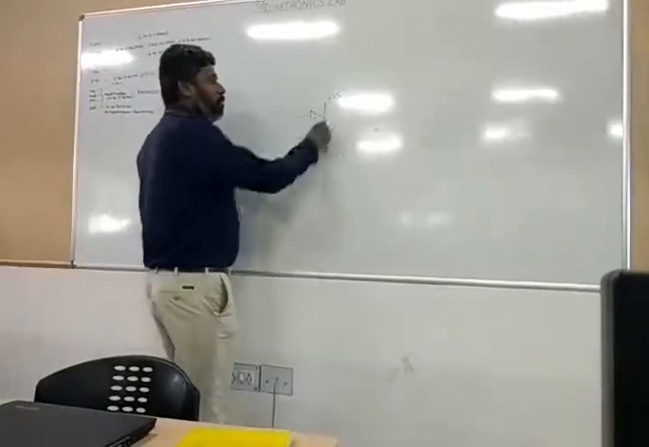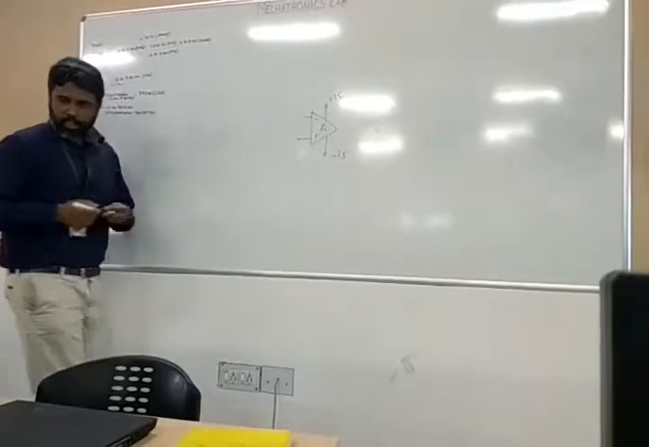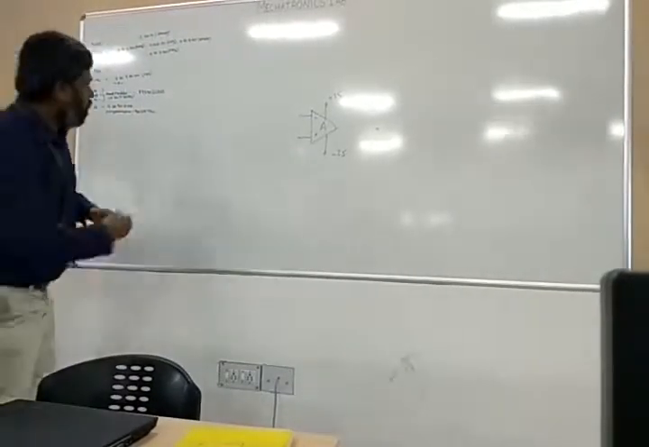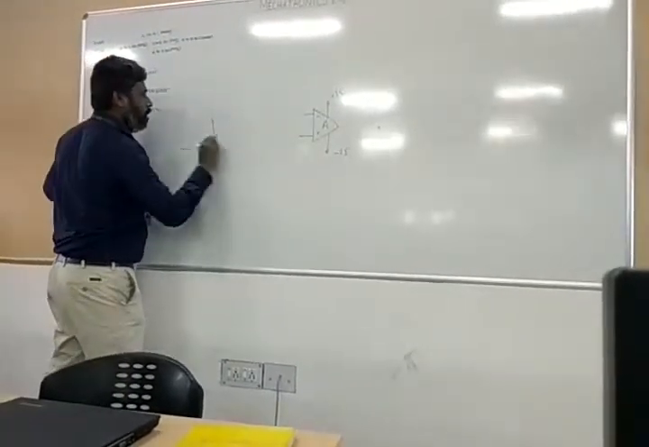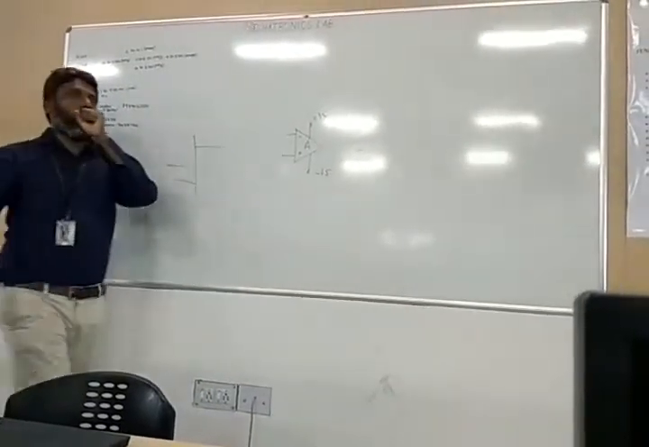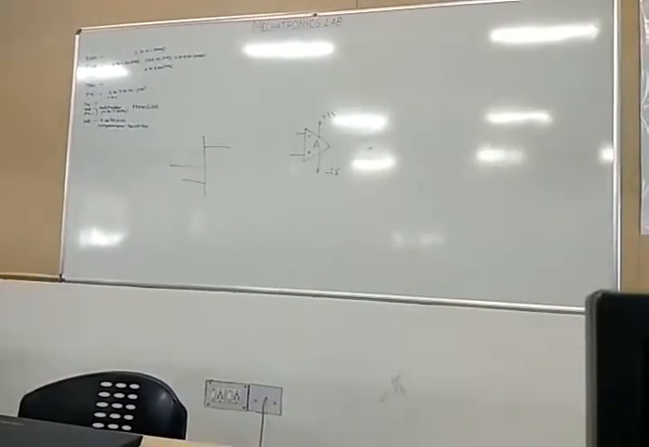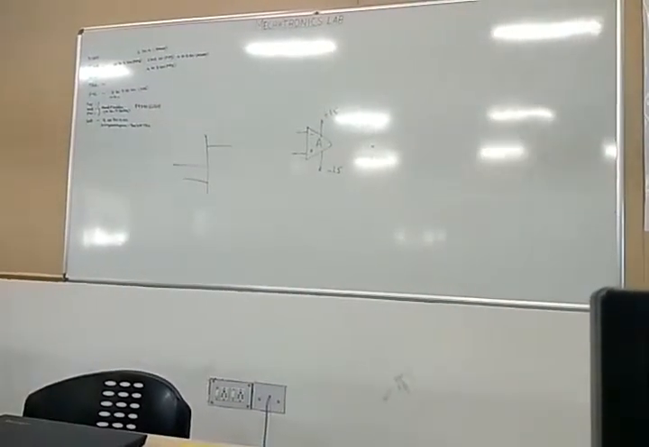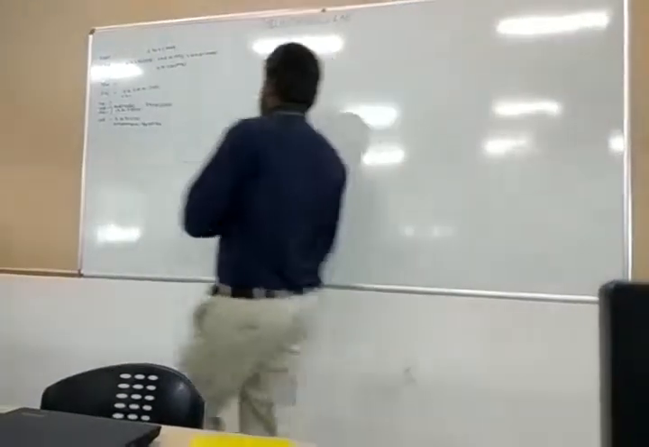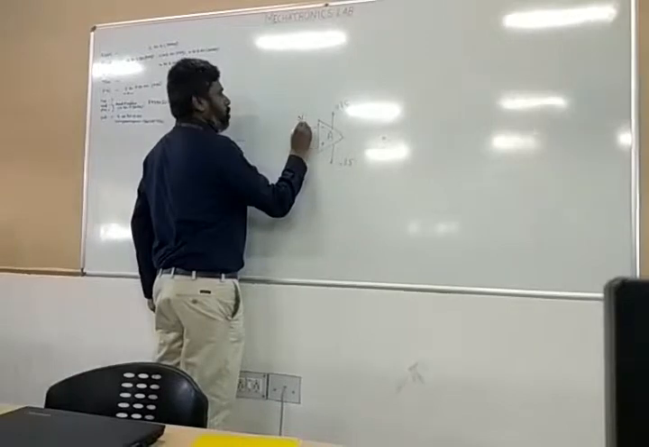But the gain of the op-amp, you see the characteristic of the op-amp, it looks like this. It's a kind of relay characteristic, it's an on-off switching kind of characteristic. Is it linear or non-linear, this kind of characteristic? See, any device with this kind of characteristic, is it linear or non-linear? Non-linear, that's a problem.